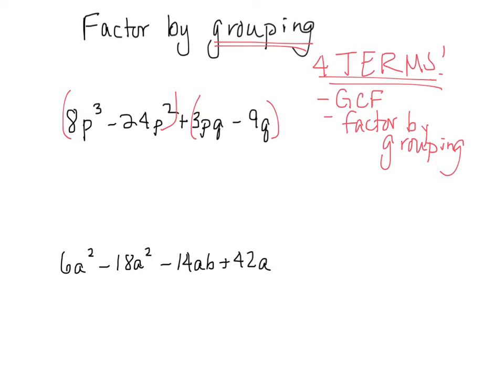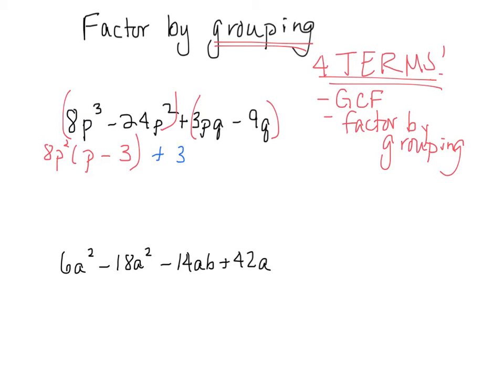In this binomial right here, I know that 8 can come out of both terms, and I see that I can take a p squared out of both terms. That would leave me with a p minus 3. I'm going to look at the second term. I cannot forget to write down my plus sign that's in my problem. It does not go away.